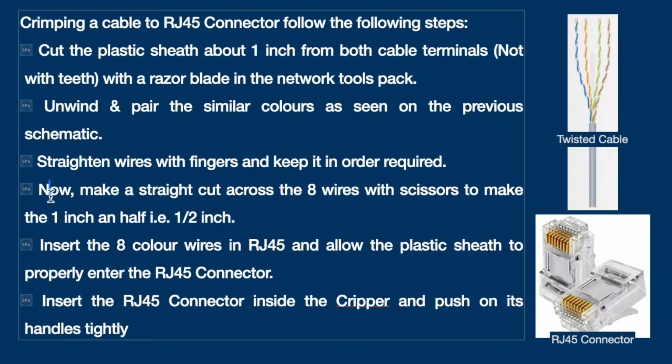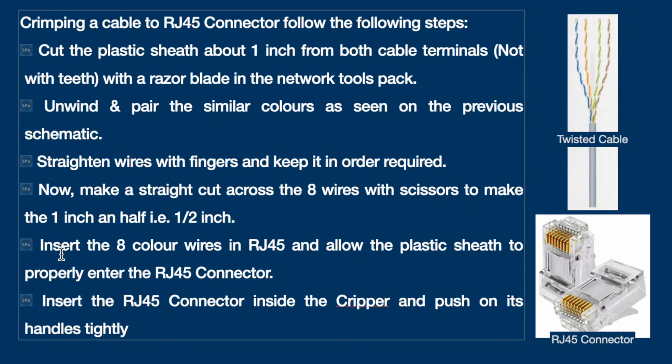Okay, so now step number 4 says make a straight cut across the 8 wires with scissors to make the 1 inch become half an inch. So you have to cut that. Having straightened this wire, you will now cut half of it away so that they will have equal length. No one will be taller than the other or shorter than the other. You have to cut it equally. Can you see? You cut it across, then you have that.